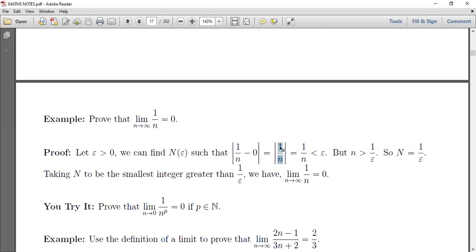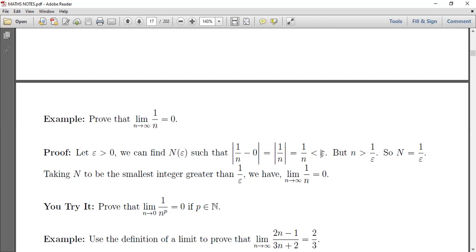Since n is positive, n is an element of the integers, because n is equal to 1, 2, 3, and so on, the modulus of 1 over n is just 1 over n. And this should be less than epsilon, from the definition of the limit, because we are saying a_n minus L should be less than epsilon. In this example our L is 0, so minus 0, we just have 1 over n, and the modulus of a positive number is always that positive number.